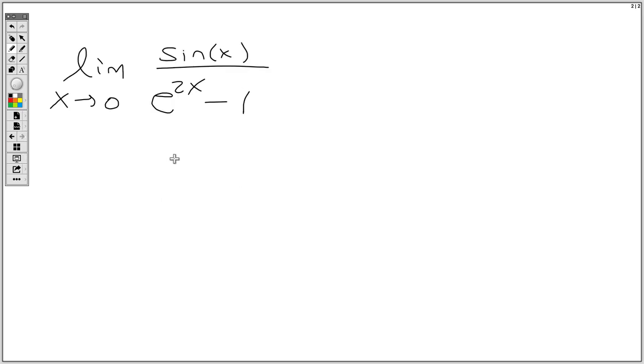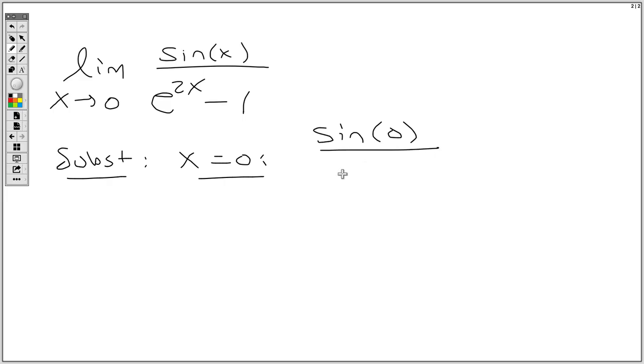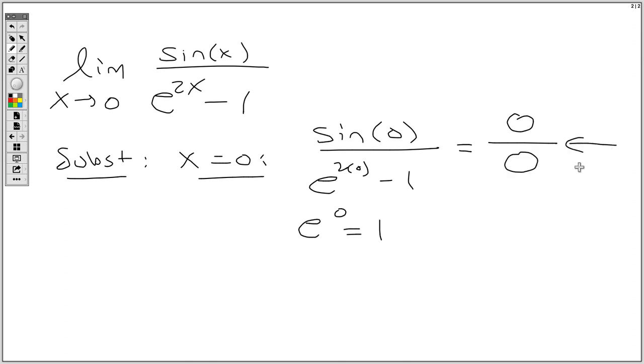So the first thing you always try when asked to evaluate a limit is substitution. So let's plug in x equals 0 and see what we get. We get the sine of 0 over e to the 2 times 0 minus 1. The sine of 0 is 0. E to the 0 is 1. So we got 1 minus 1, which is also 0. And so this is our indeterminate form. We don't know what's happening there.